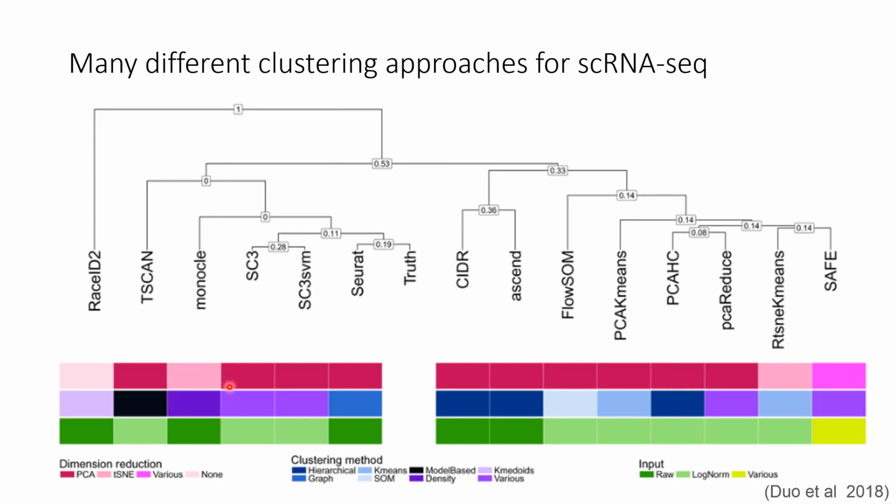But what I like most about this graph is that it illustrates many different combinations of how to cluster cells. So the bottom row is in different shades of green, and they indicate whether the implementation is performed using your raw counts or the log normalized counts or other ways in the distance matrix. And then the top row in shades of red indicates whether PCA, t-SNE, or no dimensionality reduction technique was applied to the data. And then the middle row in different shades of blue indicate which type of clustering algorithm was implemented.